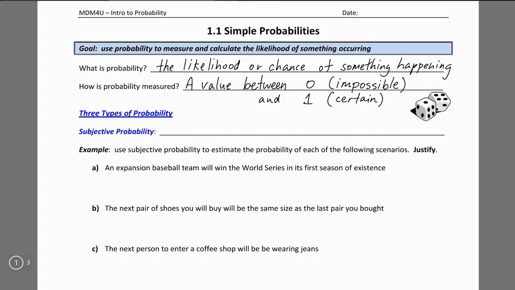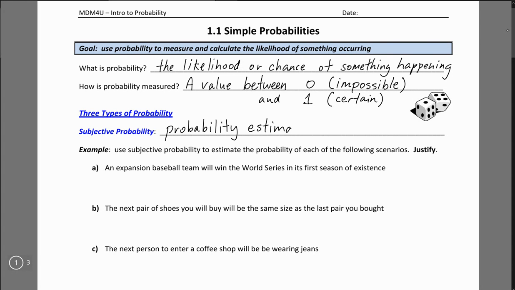Okay. Three types of probability. Subjective probability. And this is a probability estimate based on intuition. Based on intuition, meaning this is based on your gut feeling. Okay, so here's an example.